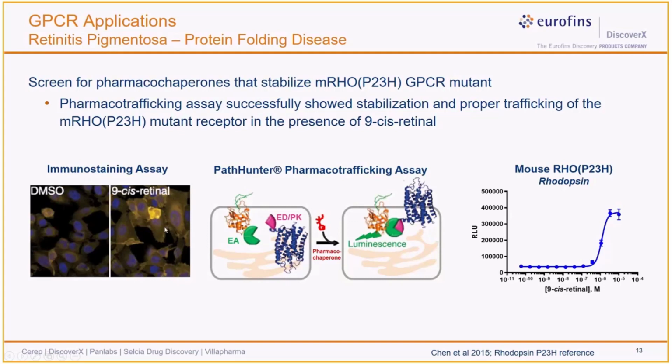So overall, the paper indicated that the assay was very simple. They said it also was easily adaptable for automation. It allowed for quantification of the translocation and highly reliable for HTS. So that was a really nice paper. The reference is down at the bottom by Chen et al.